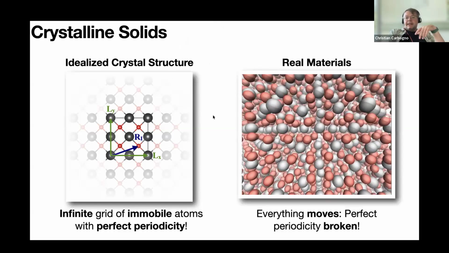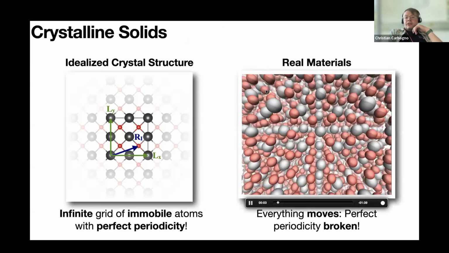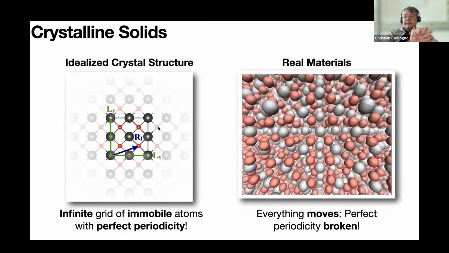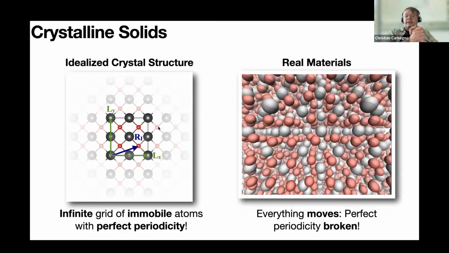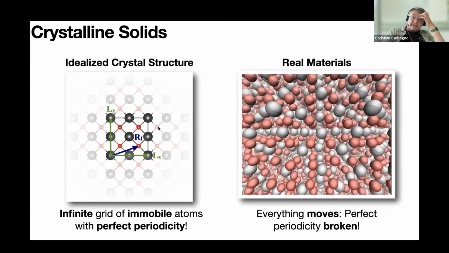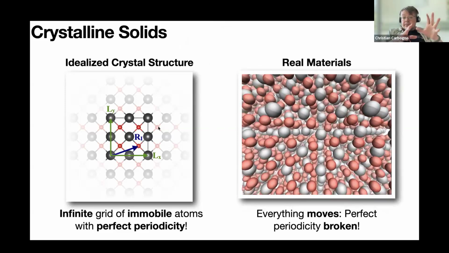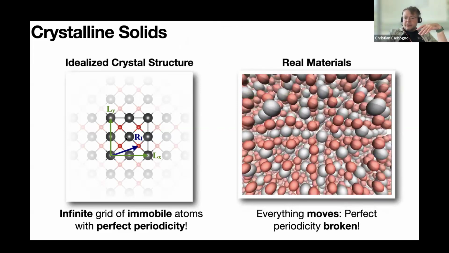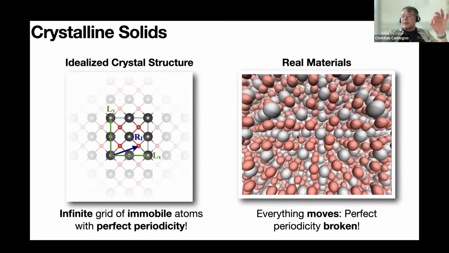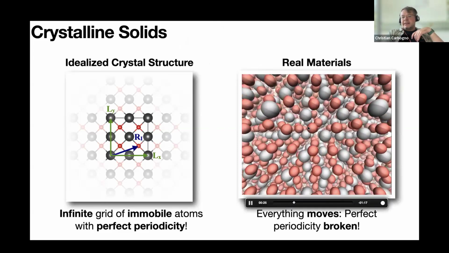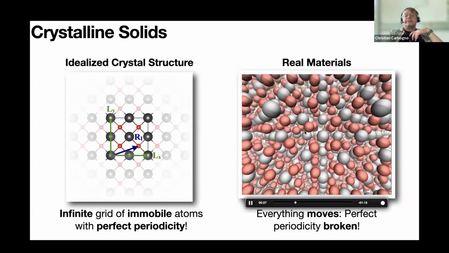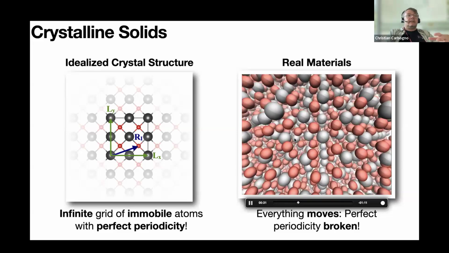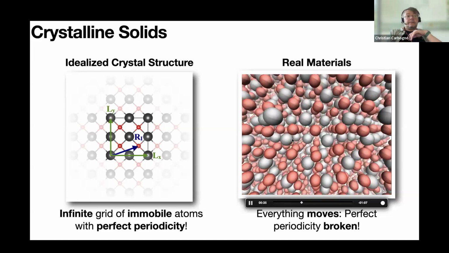If you would be able to make a movie, it would look much more like that. So everything moves all the time. Everything is wiggling around in the solid, like you see in this movie. And while on average the symmetry might be restored, if you would look at single snapshots, the symmetry is never actually really there. Even this periodic symmetry is broken. And this has important consequences.